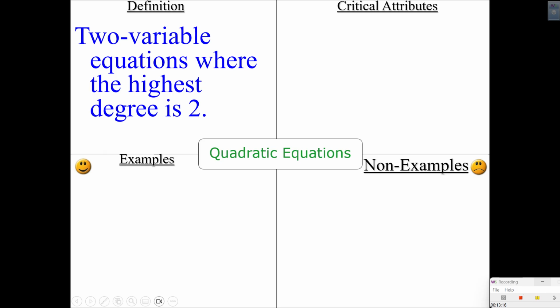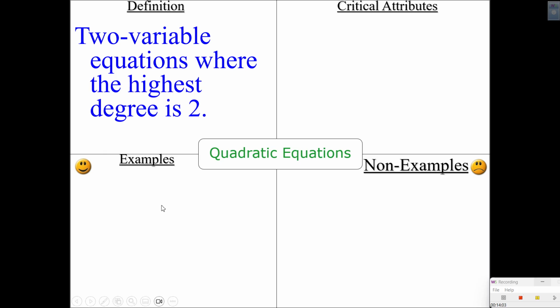What are quadratic equations? 2 variable equations where the highest degree is 2. Tell your neighbor the definition of quadratic equations. Yeah, you should know that by now. I repeated it 1,000 times.